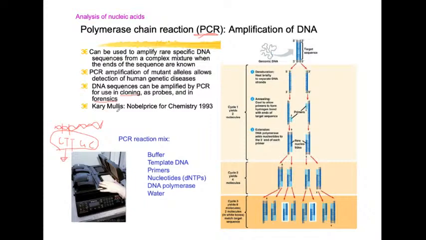Kary Mullis, remember this name, Kary Mullis. He won the Nobel Prize in chemistry in 1993. It's not long ago. I was born in 1987, so five years after my birth, PCR was invented, and Kary Mullis got the Nobel Prize for his invention.